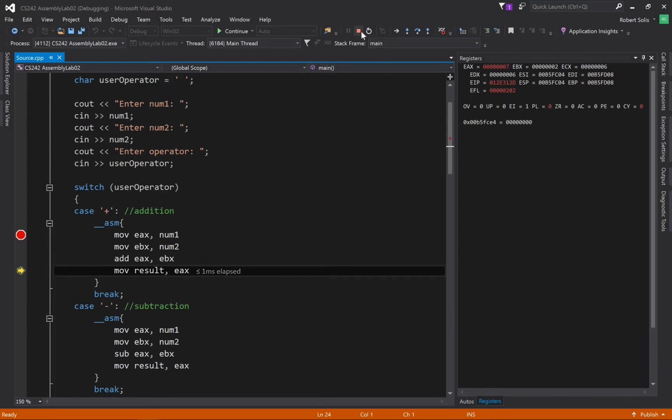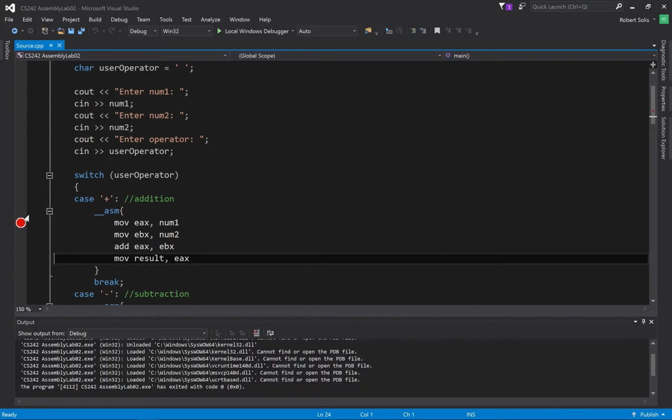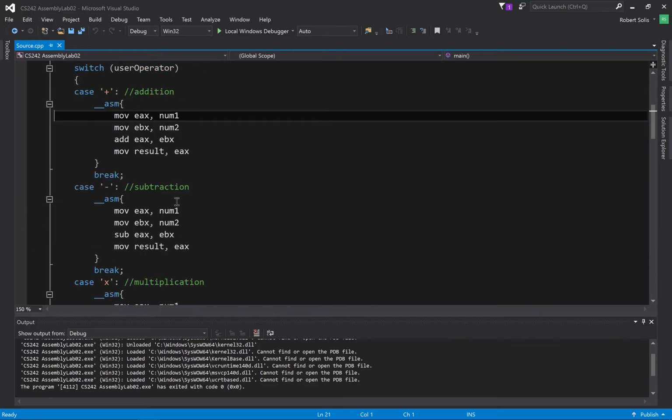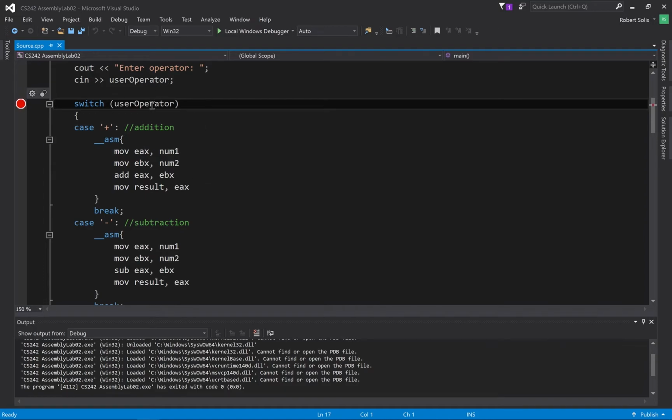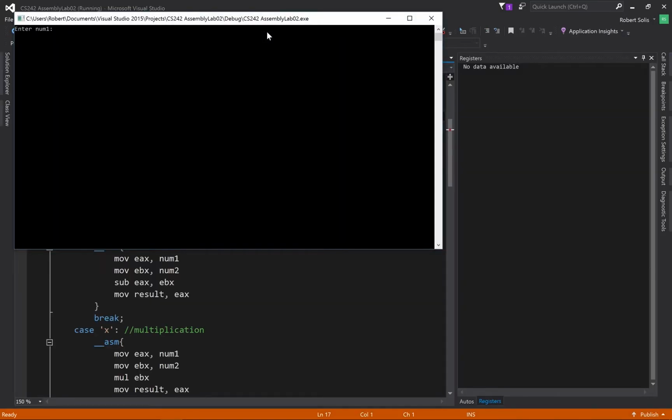Let's see what happens here if I deal with subtraction. So let me go ahead and stop the program, and instead of breaking here, I'm going to break right over here. Actually, what I could do is simply break right here at the switch statement, and then it'll go to the appropriate portion once I step into it. So let me run the program. First I'll do 5 minus 2, and then we'll do 2 minus 5 and see what happens.